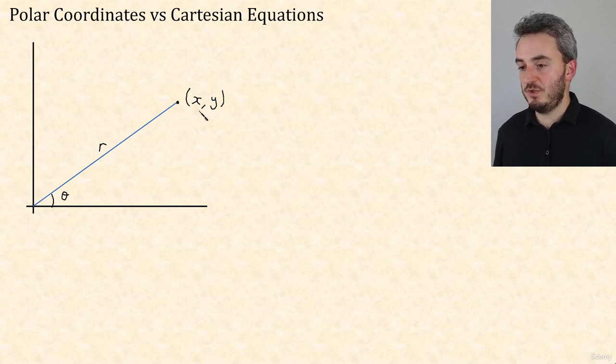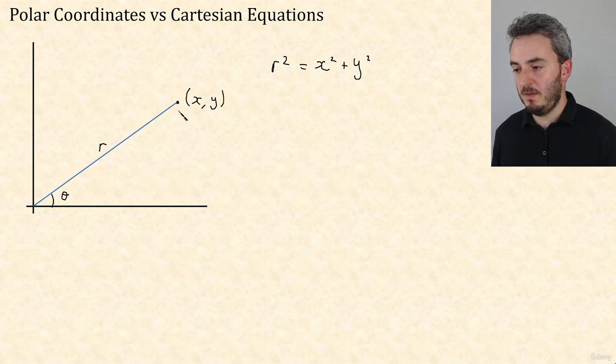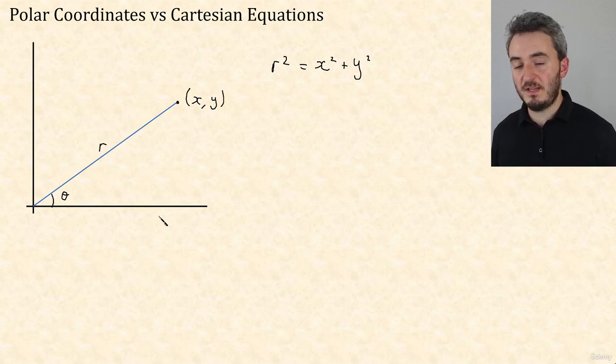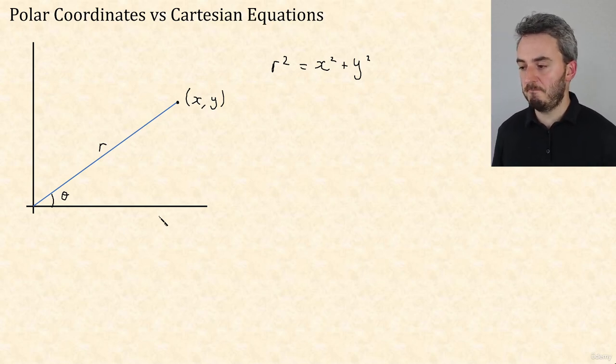The distance from the origin, r squared, is equal to x squared plus y squared. If we were to think about a right angle triangle here, its height is the y value and its base is the x value, and the hypotenuse is r. So r squared is x squared plus y squared.